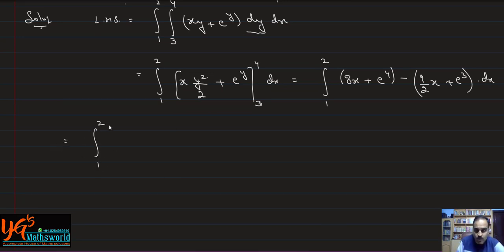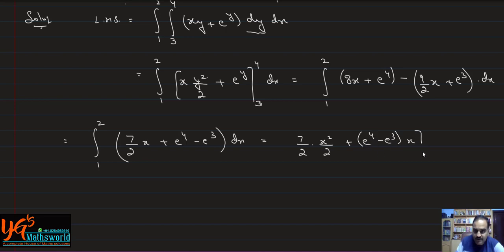So 1 to 2. I am taking all the like terms collectively. So 8 to the 16, 16 minus of 9, so it will be 7. 7 by 2 of x plus e raised to power 4 minus of e cube, and then we have dx. So 7 by 2 is a constant as it is. Integration of x will be x square by 2 plus e raised to power 4 minus e cube into x within the limit 1 to 2.